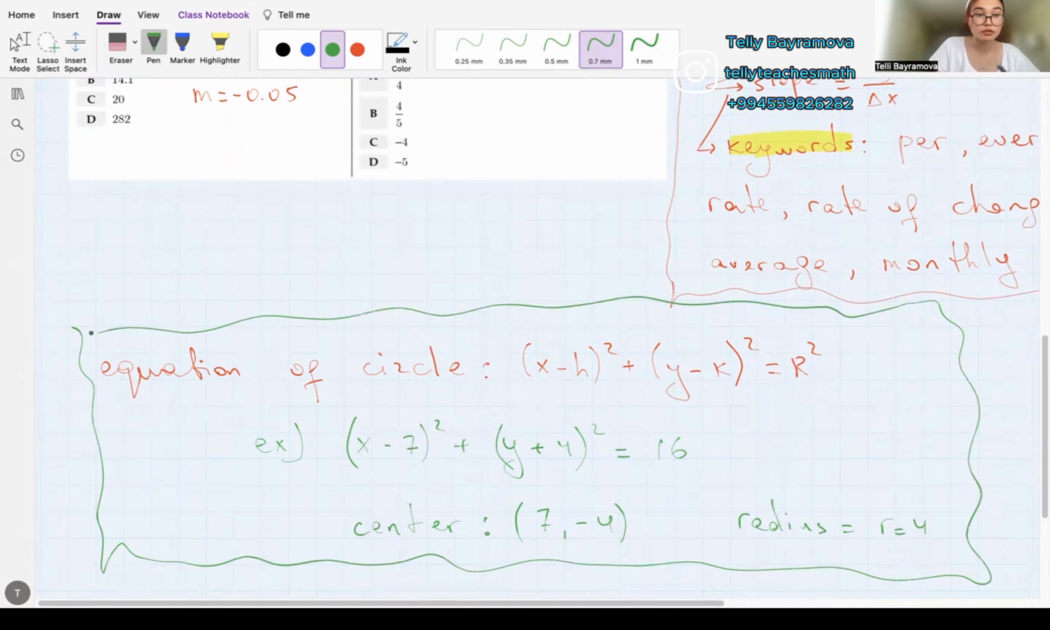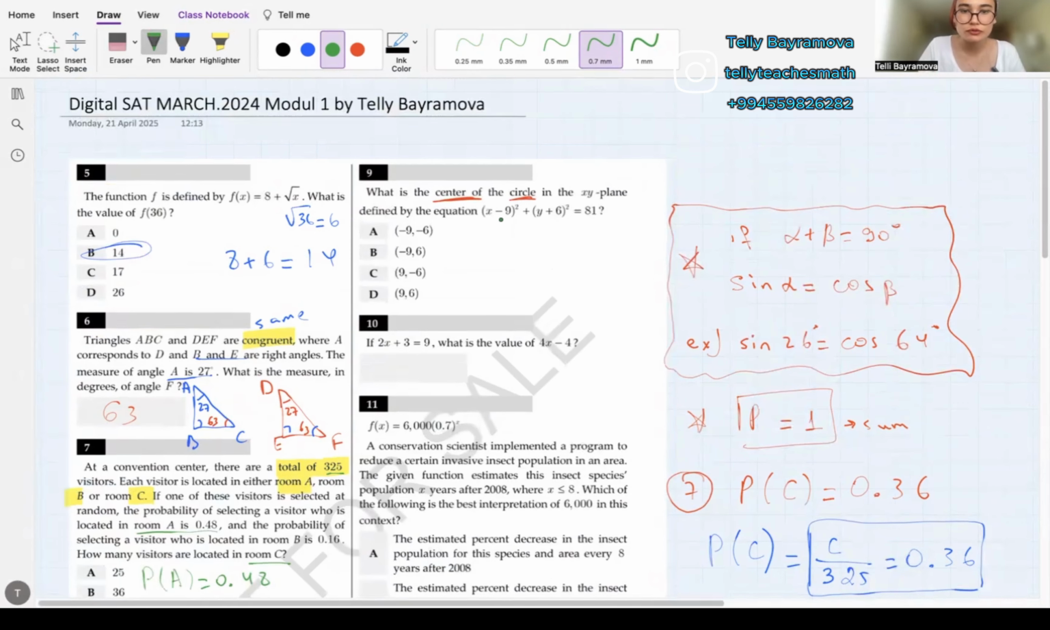Also an important thing for SAT, most probably you will see it in the May exam as well. Then the center will be 9 and negative 6. As I said, in the original function it is minus, that's why it will be minus 6. 9 and negative 6. What about the radius? The radius is the square root of 81, which is 9, because it equals r squared. Actually, the question asks just for the center. 9 and negative 6 will be the correct answer.